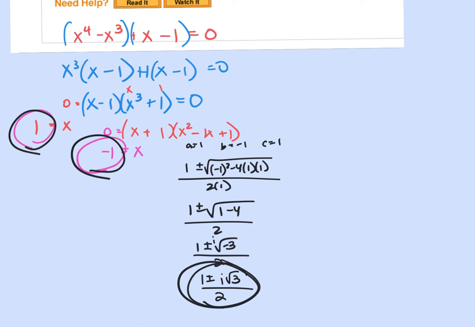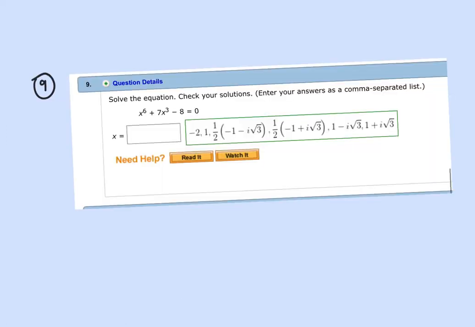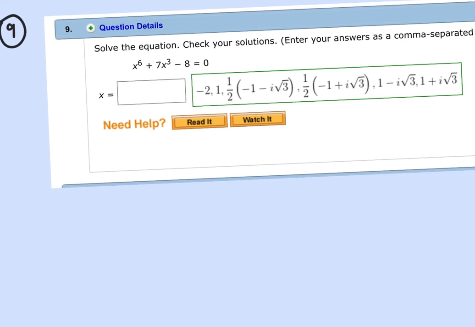Is this the one we just did? No, we just did 6. So 9 has an x to the 6th and an x to the 3rd. So this is where I would use my u substitution, okay?